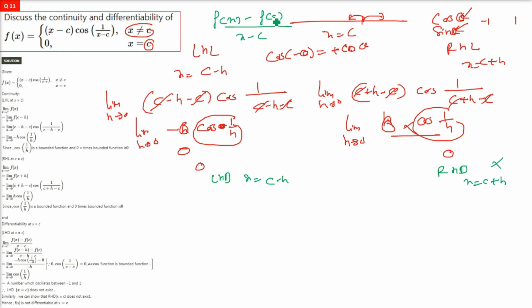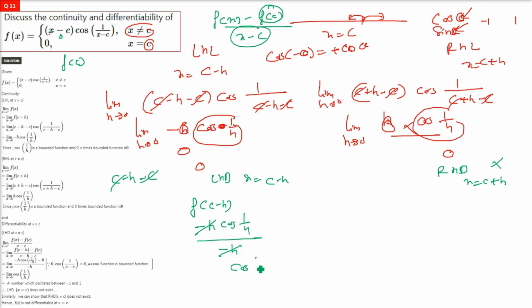And when we put it here, f(c) is already 0 because it is given in the question. When x is equal to c, it is going to be 0. So f(c) is 0, I know it's given in the question also. So f(c minus h), we already did that: minus h cos 1 by h was there. We already computed this for the limit, so I'm just writing it again. And in the denominator, you have x minus c, which is c minus h minus c, so it is negative h. Minus h gets cancelled, so cos 1 by h it is.